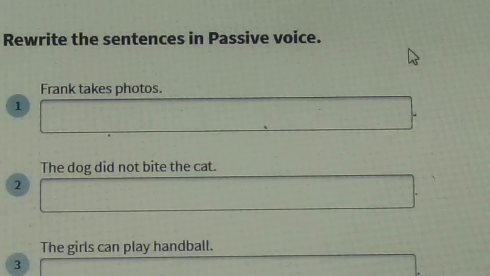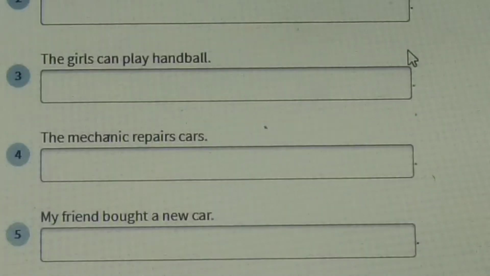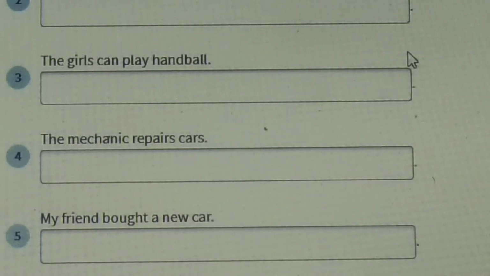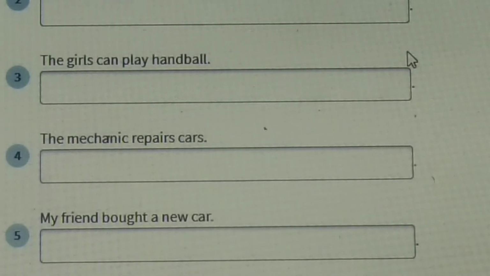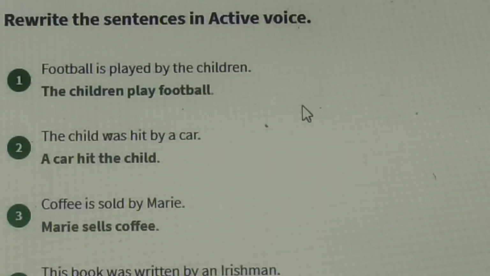Frank takes photos. The dog did not bite the cat. The girls can play handball. The mechanic repairs cars. My friend bought a new car. Come on, write down the answers. Hurry up. Now look at the answers, children. Did you get them right? Very good, children.